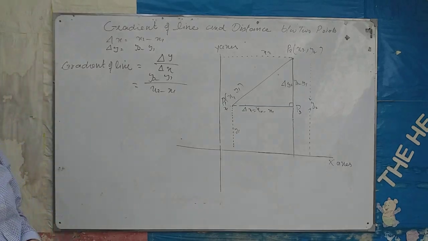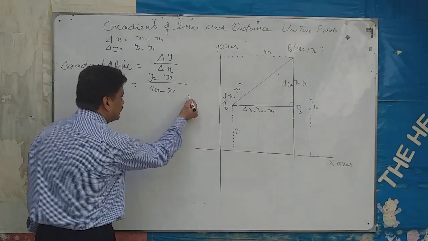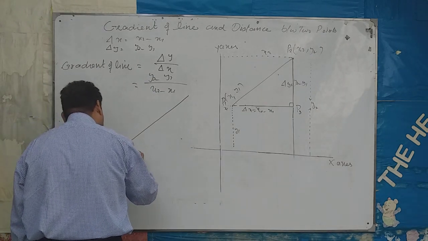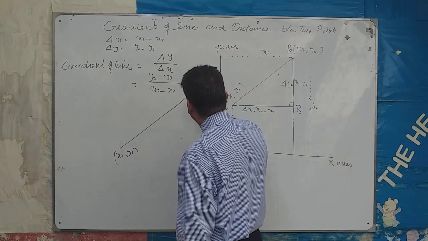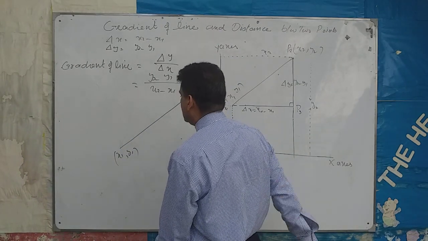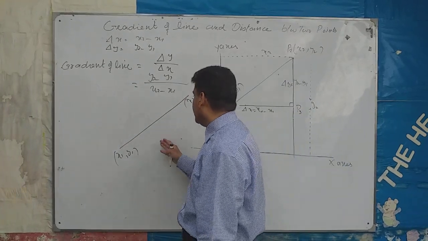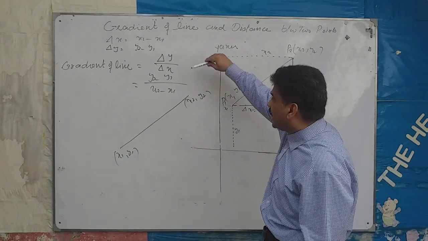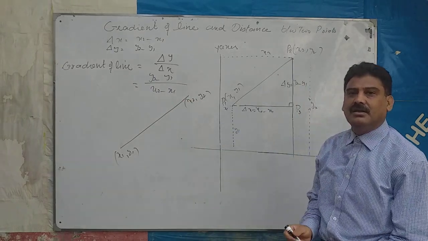This implies that if we have a line segment with its endpoints x1, y1 and x2, y2, its gradient will be the ratio between the difference of ordinates and the difference of abscissas.